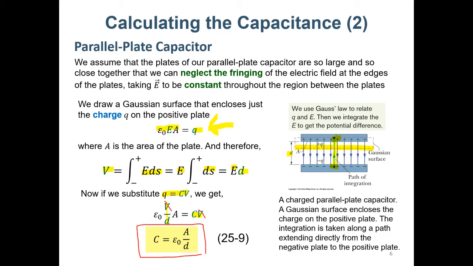So this is the capacitance of a parallel plate capacitor. It tells you that epsilon naught is a constant, 8.85 times 10 to the minus 12. And A is the area of the plate. So if you want a capacitor to be larger, then the area should also be larger. And D is the distance between the two parallel plates.